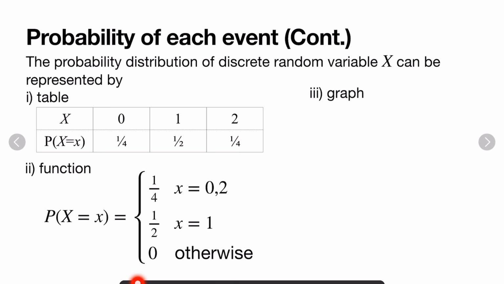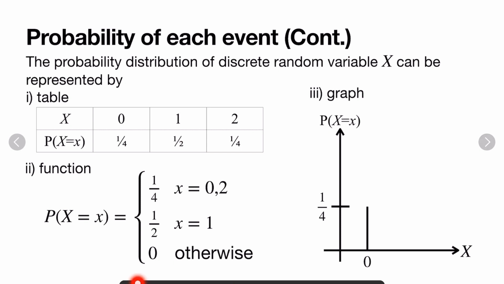The third way to represent this probability distribution of discrete random variables is by using a graph. If you use a graph, on the x-axis are the random variables and on the y-axis is the probability. So for 0, what's the probability? 1/4. X equals 1, what's the probability?